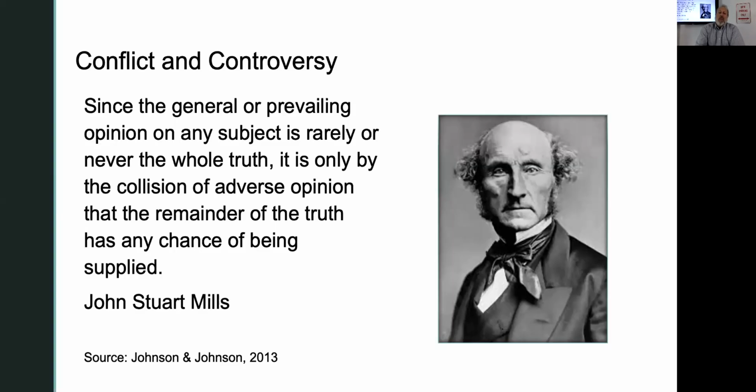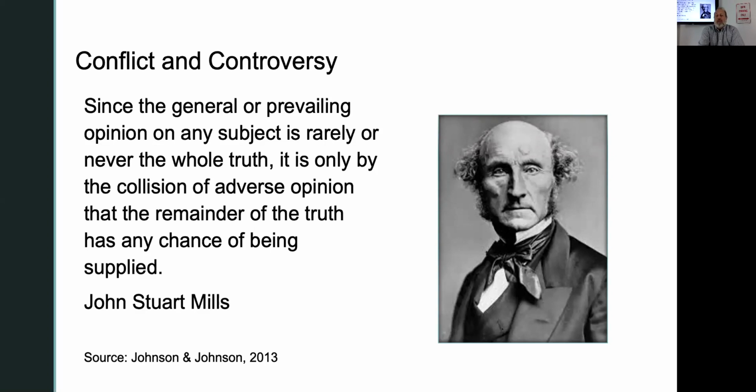Conflict and controversy. Here's what John Stuart Mill said about it. Conflict and controversy isn't anything new. It's been around since the beginning of mankind. But when you talk about organizational structure and using it for business and in teams, Mr. Mill said this: since the general or prevailing opinion of any subject is rarely or never the whole truth, it is only by collision of adverse opinion that the remainder of the truth has any chance of being supplied.